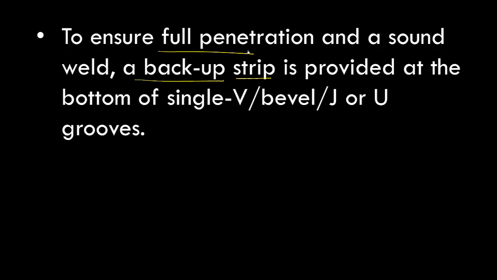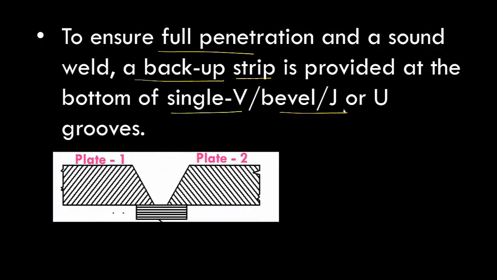And in case of single bevel or double bevel or U groove welds, take this as an example. You see, this is a V kind of groove weld. If I want full penetration, I have to provide a back plate in this case. So I have plate 1 and this is plate 2, and we want to join using a groove weld, I have to provide a back plate.